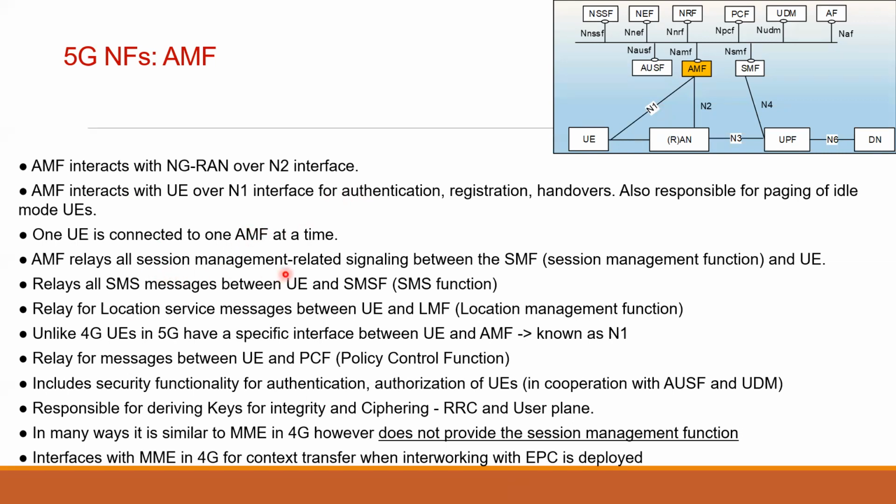The AMF relays all the session management related information to SMF. So obviously the UE has connected with AMF, and AMF is going to communicate on the SBI bus to your SMF. It relays all the SMS messages to SMSF. If you have the SMS functionality, it is called SMSF. So all the SMSs are communicated from UE to SMSF. And location information is relayed to your LMF.